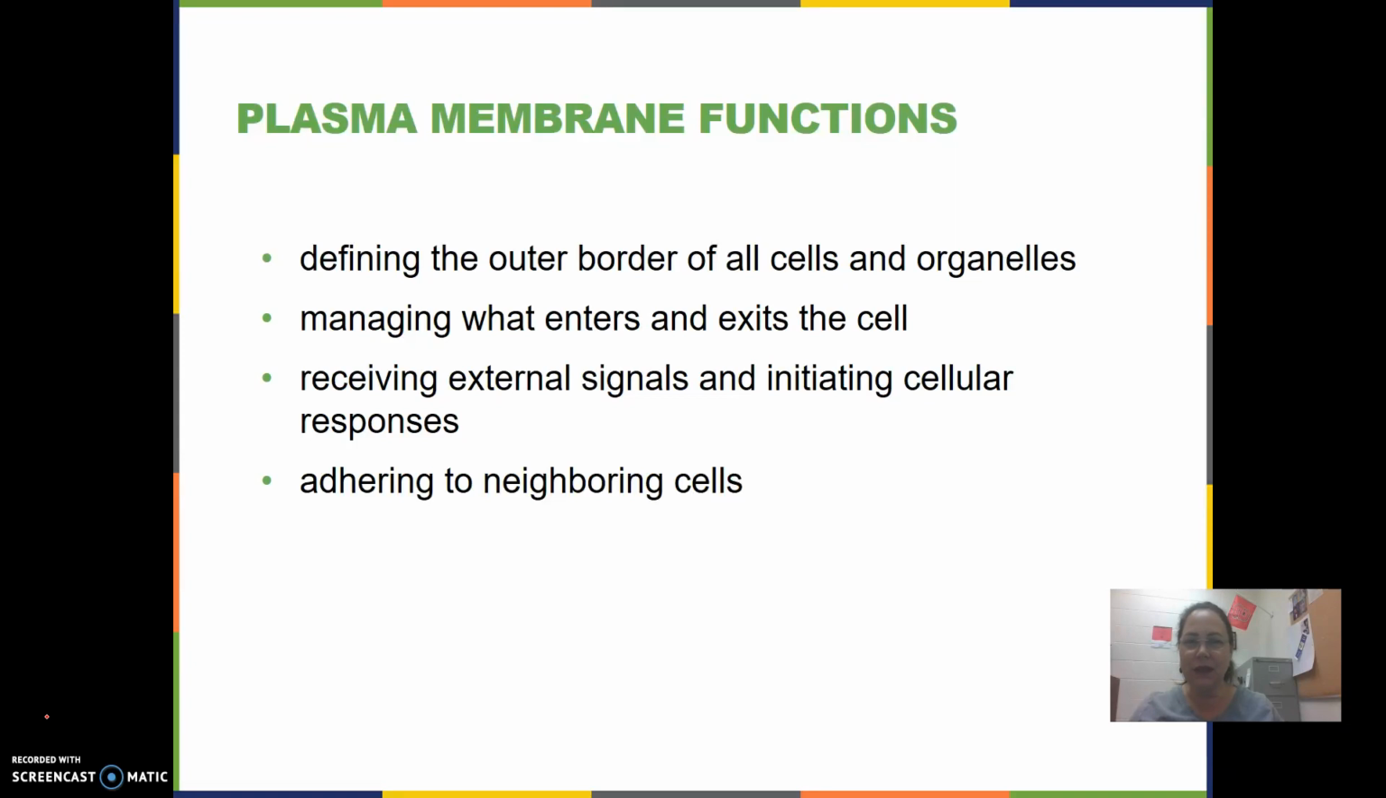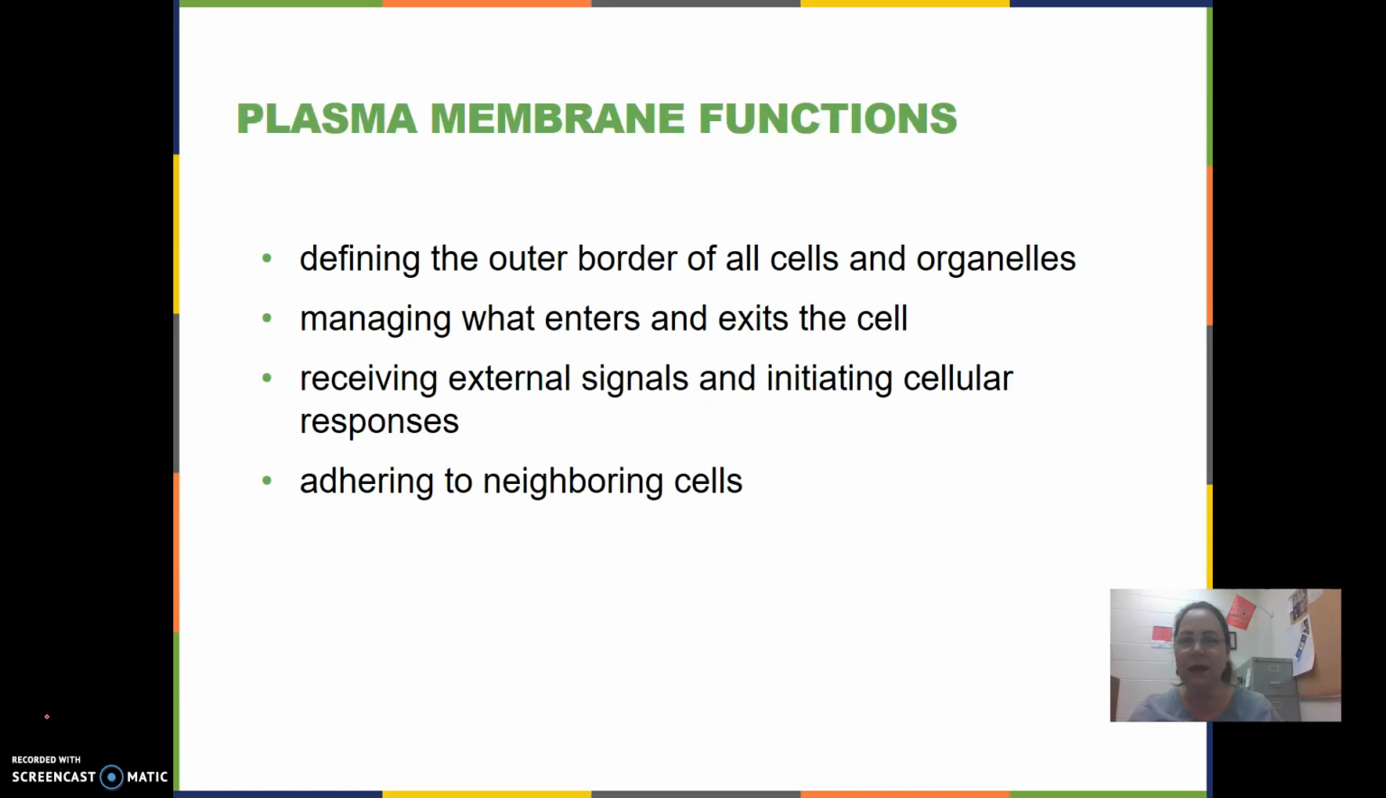Plasma membrane functions include defining the outer border of all cells and organelles. In other words, the plasma membrane is the structure that surrounds the organelles and the cytoplasm and holds everything inside of the cell. It's almost like, I guess you could say, the skin of the cell. Managing what enters and exits the cell.